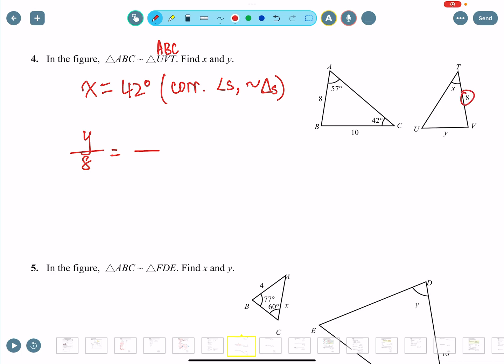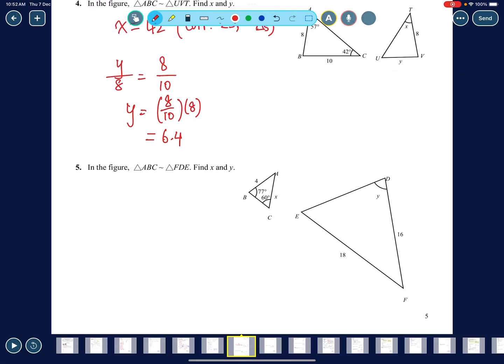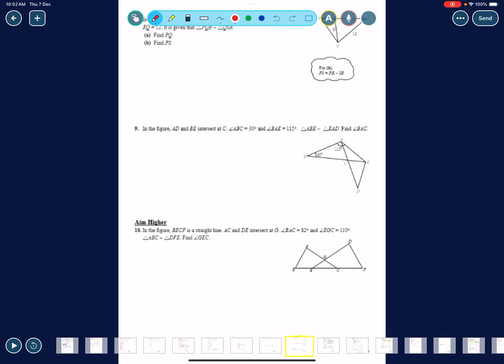Now y, you gotta pick another number on the big triangle. 8 is the only one. 8 is probably gonna match with 10, but let's make sure. TV, television, matching with BC. BC is 10, so that's why everything makes sense. Move 8 to the right. We have 8 over 10 times 8. 8 times 8 is 64. 64 divided by 10 is 6.4. So that's the final answer. No units.